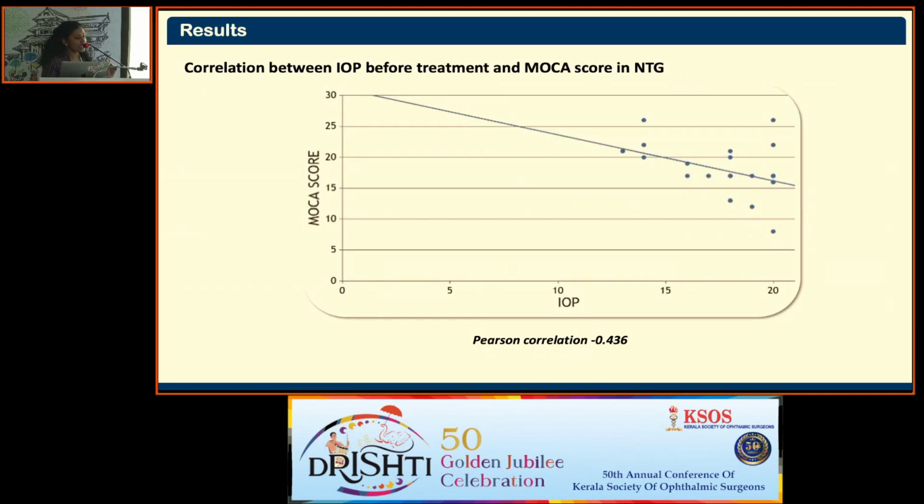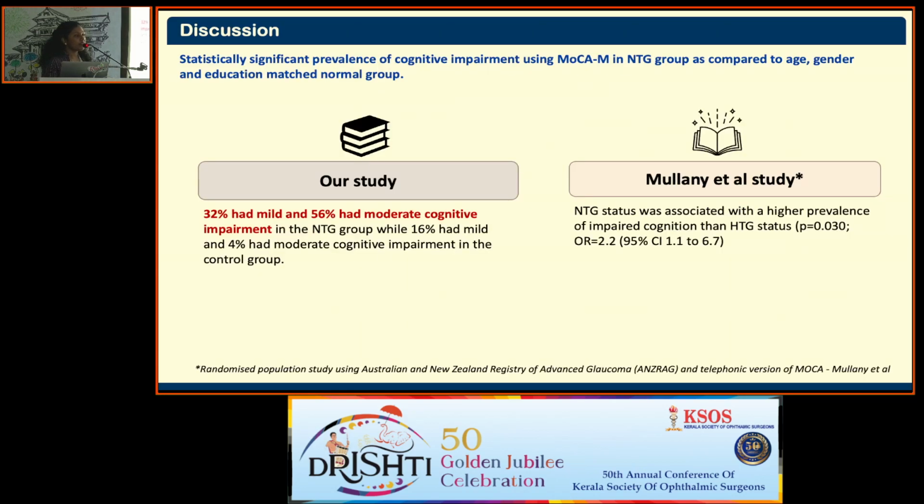There was also a negative correlation obtained between IOP before treatment and the MOCA score. There are very few reports from all over the world using MOCA for cognition assessment, that too in NTG, and very, very few from India. We got a study by Mulani et al. where they used a telephonic version of MOCA, and they found that NTG status was associated with a higher prevalence of impaired cognition than high tension glaucoma.